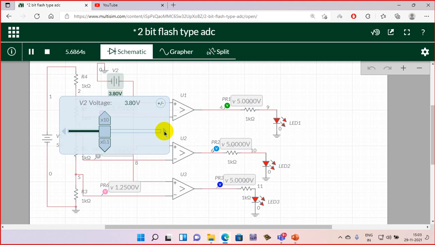Okay, so that's the flash converter, but because of only 2 bit, I think the resolution is not good. If you increase the number of bits, or if you increase the complexity of your design, you get better resolution.